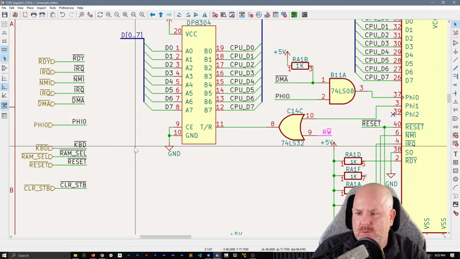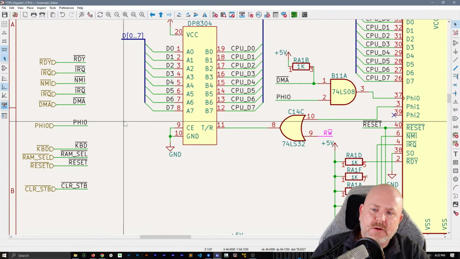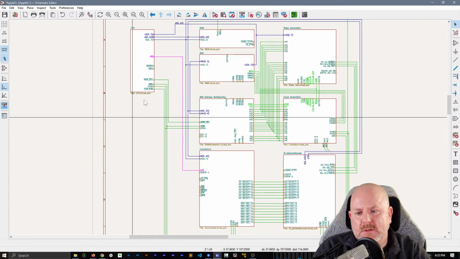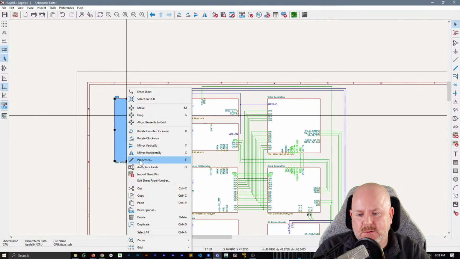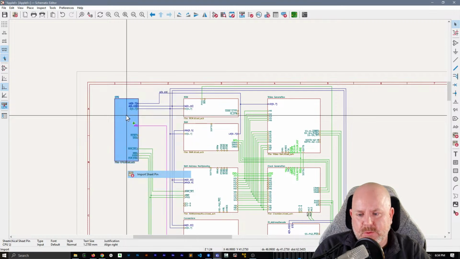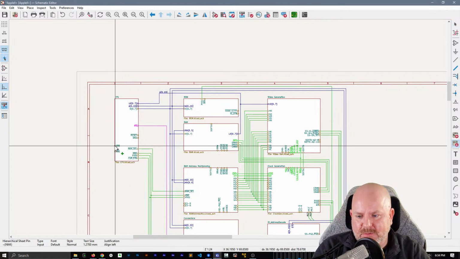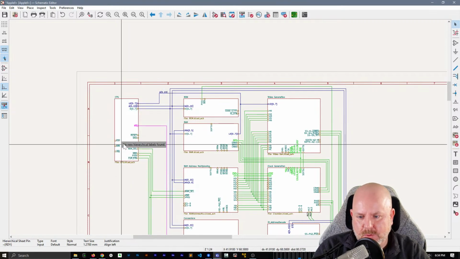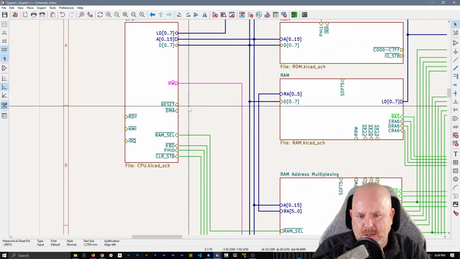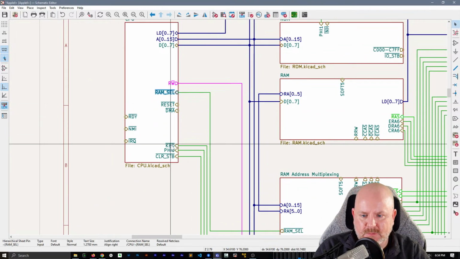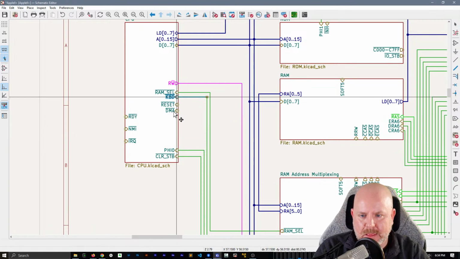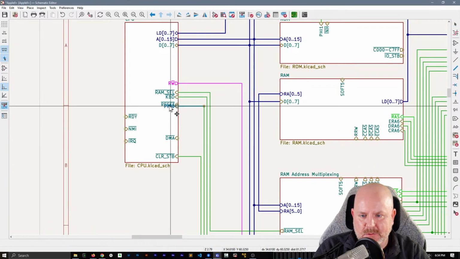Okay, so now we'll leave this page and I will right click up here. Wow, what happened? Why did it jump like that? Let's do import sheet pin. I'm going to put them over here for the moment just to get them imported, because what I want to do is move all of these up. I'm going to move all of these down.